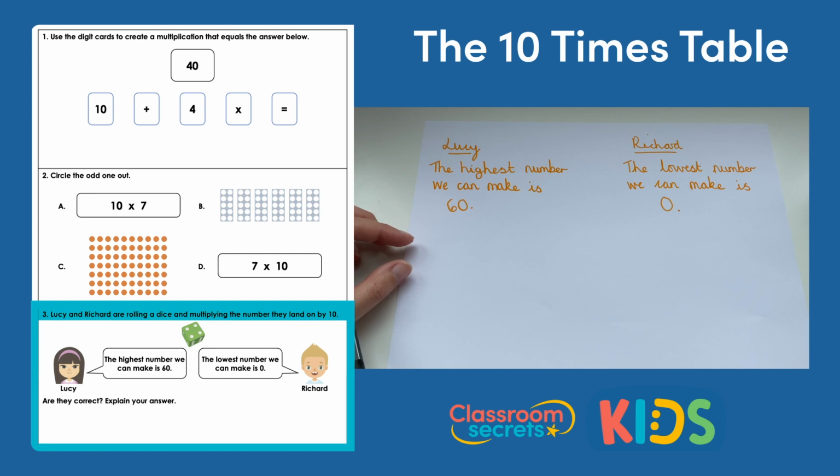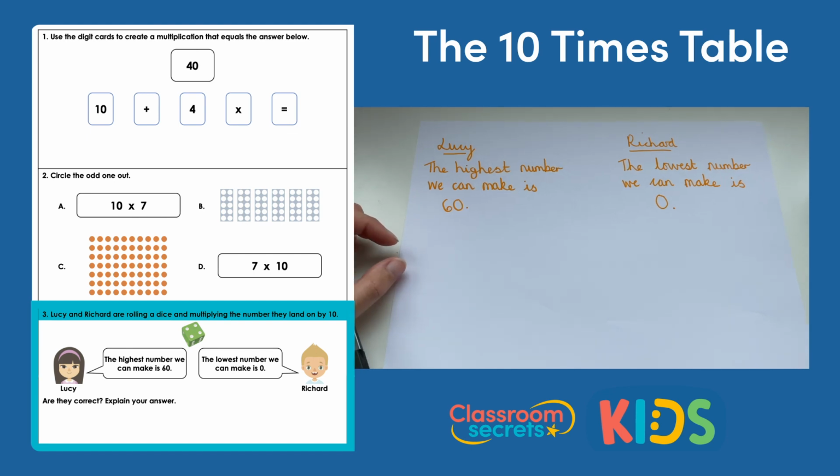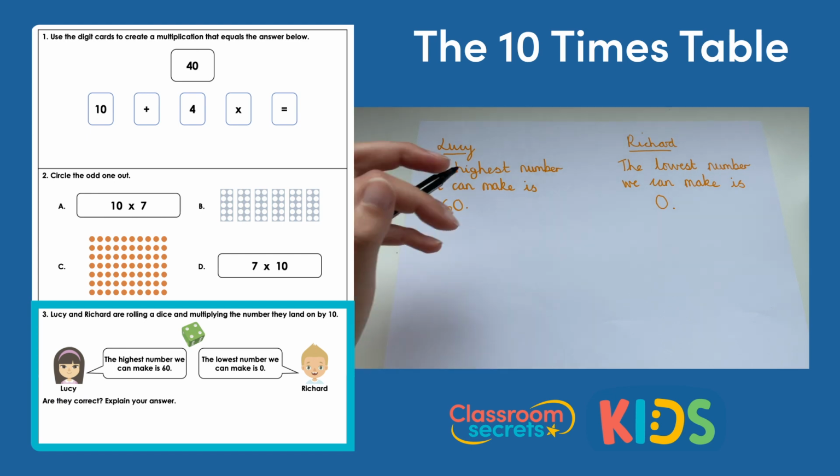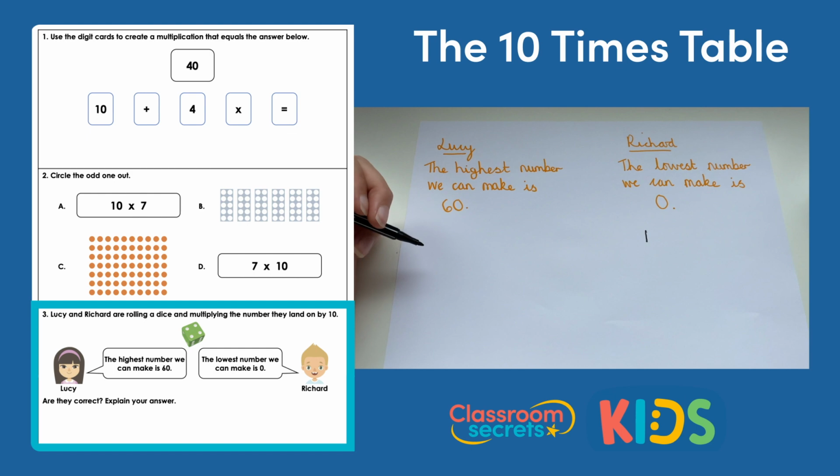Lucy and Richard are rolling a dice and multiplying the number they land on by 10. Lucy says the highest number we can make is 60. Richard says the lowest number we can make is 0. Are they correct? Explain your answer. So if we're thinking about a dice, we know it has 6 sides. And the smallest number it shows is 1. And the greatest number it shows is 6.